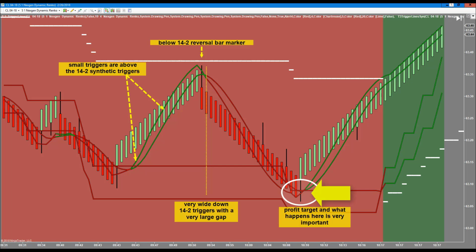Now, once we close the gap back to the synthetic triggers, as always, as you learned in our fibs and trigger line reading section, what happens at the synthetic triggers is going to be very important. So it sets up, number one, a first profit target for you. And then if the market reverses from that trouble spot for the downtrend, the market can sometimes reverse and start a new trend in a new direction.